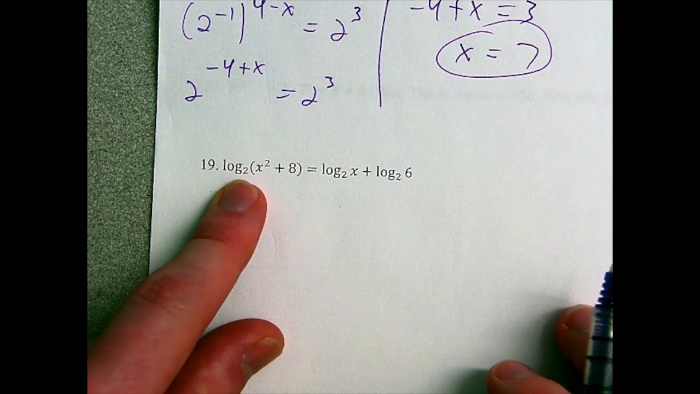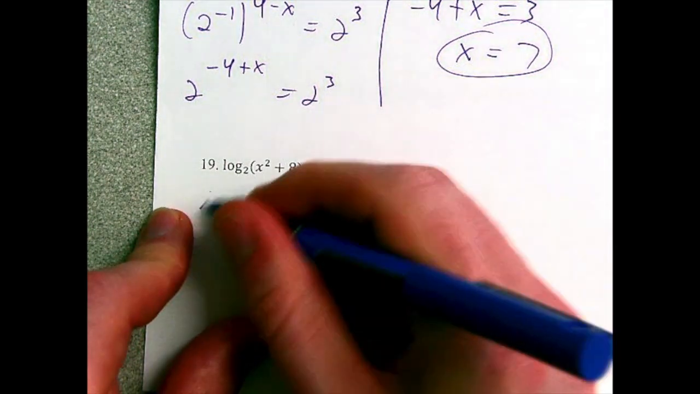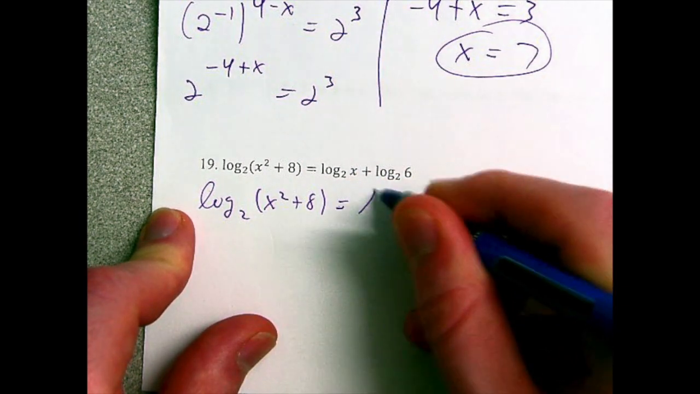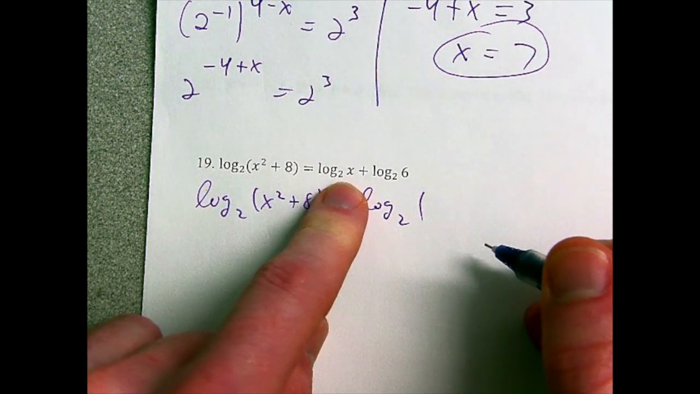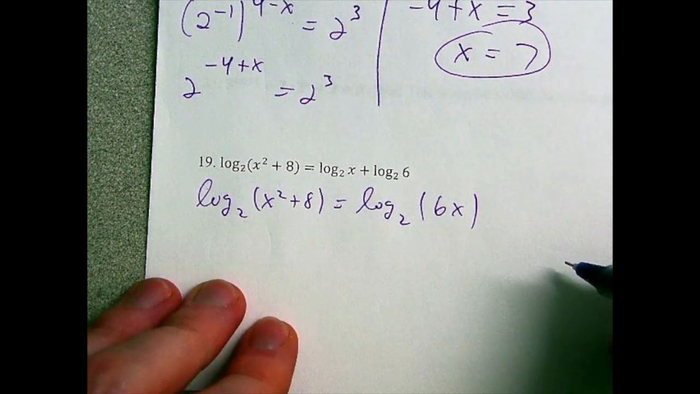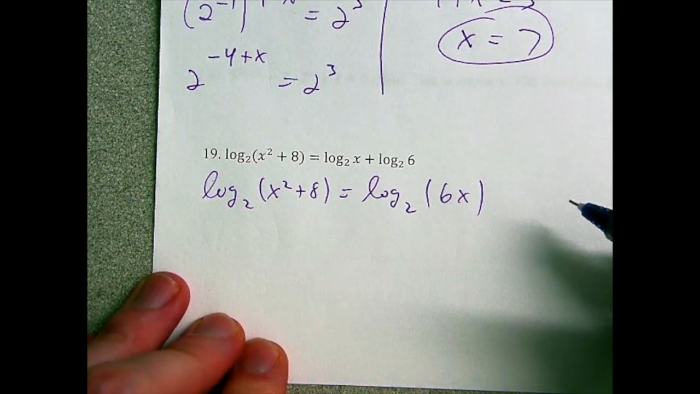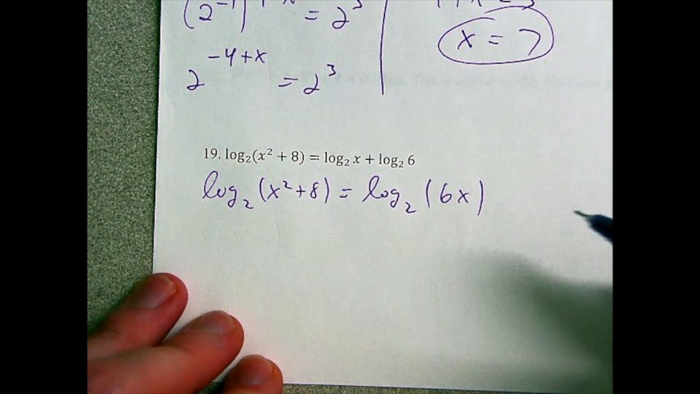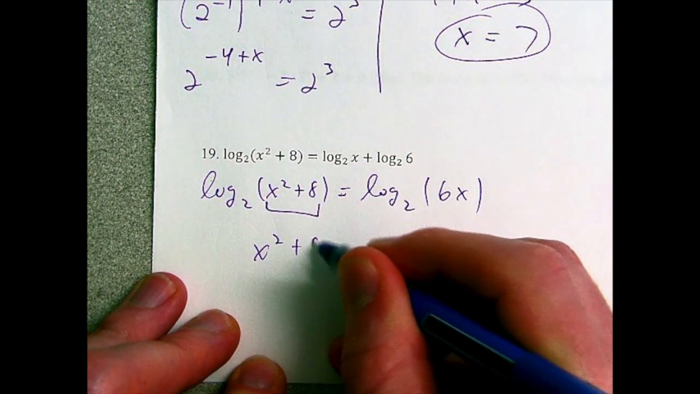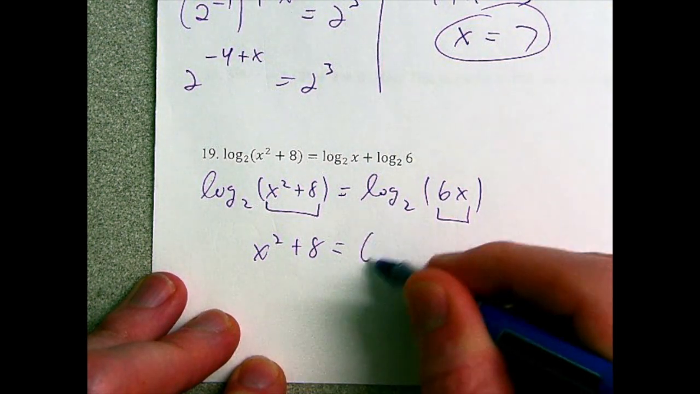Another logarithmic equation. Let's condense logs on the right-hand side before we exponentiate. So I'm going to multiply the insides of these two logarithms. That's going to give me 6x. Now I can exponentiate. I'll skip the intermediate step. If I exponentiate both sides by 2, the left-hand side I'm just going to be left with this. The right-hand side I'm just going to be left with this.